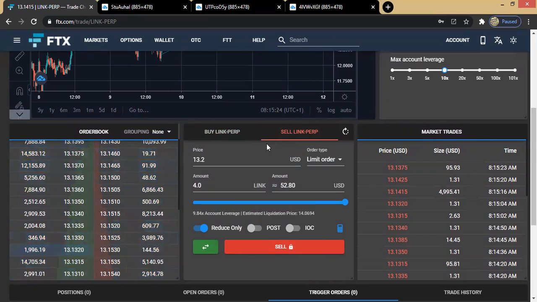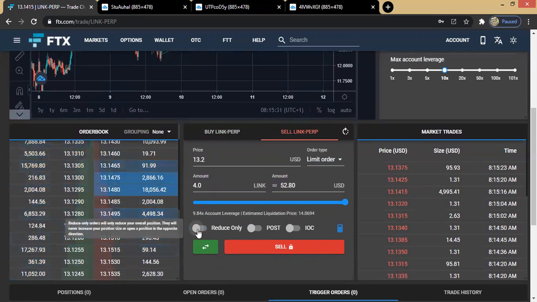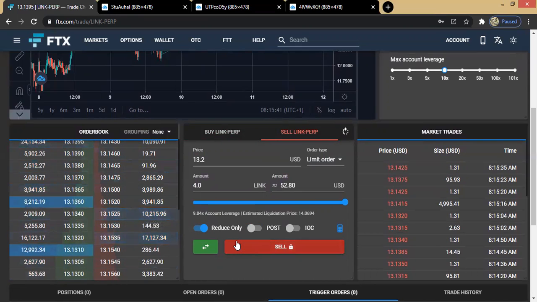So when you come back and put this 13.2, it is very, very necessary that you check this reduce only. Please, it is very vital. Make sure you click on this reduce only order, because if you do not, and price eventually gets to this 13.2, it will open another position for you.